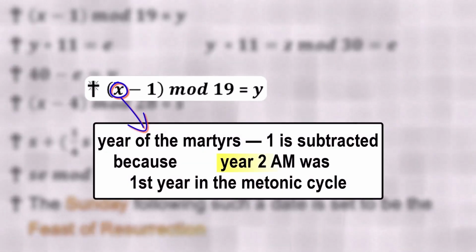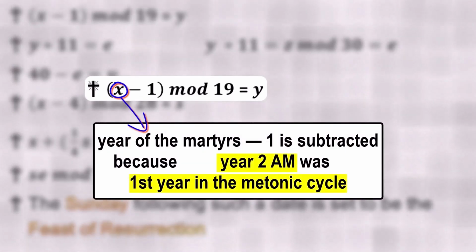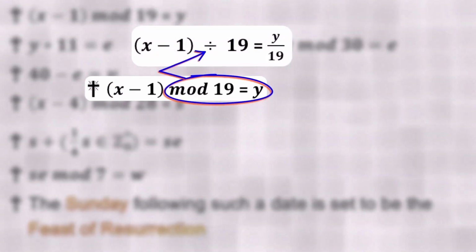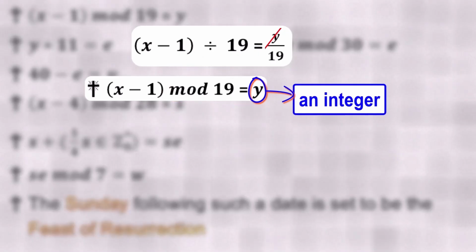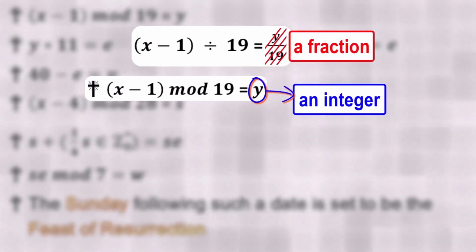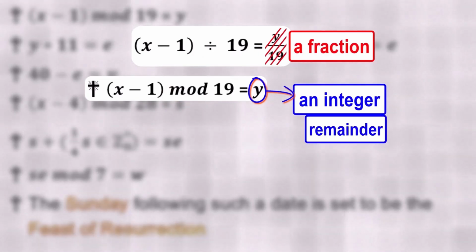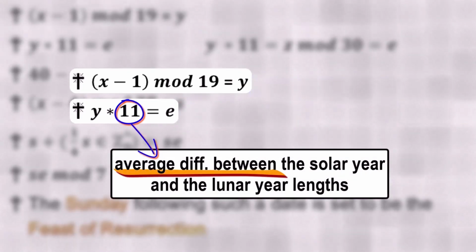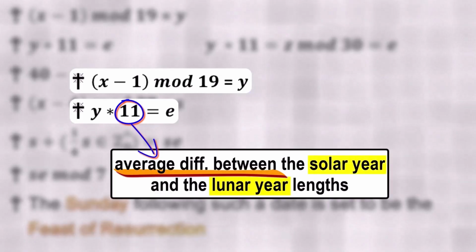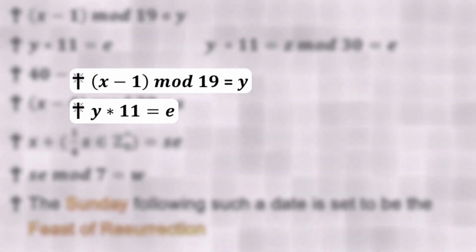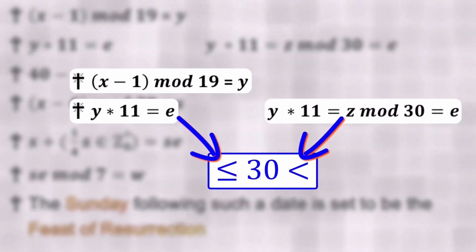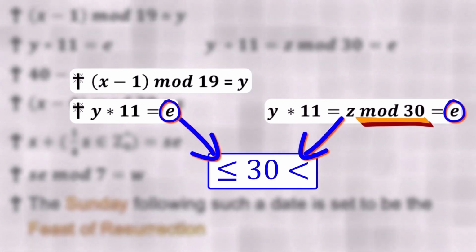The first step is to subtract 1 from the year of the martyrs and apply the operation modulo 19. Modulo is basically a division operation where it returns an integer remainder rather than a fraction, and that is y, the remainder. We take y and multiply it by 11, which is the average difference between the lunar year and the solar year, and it returns the value z. If the value is greater than 30, we apply modulo 30 to get the value of epsilon.